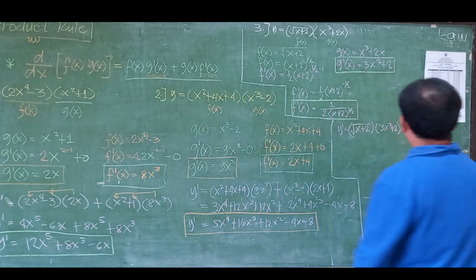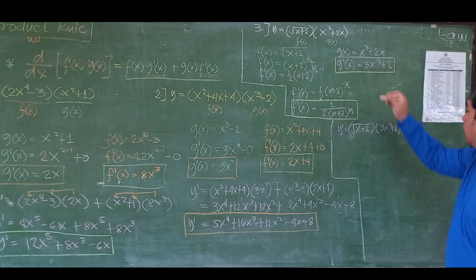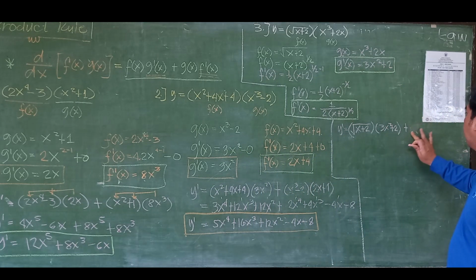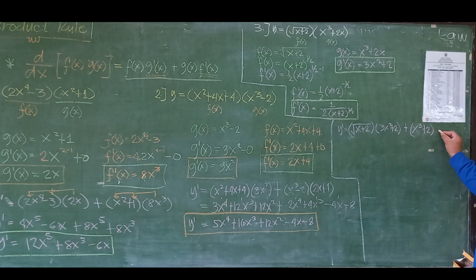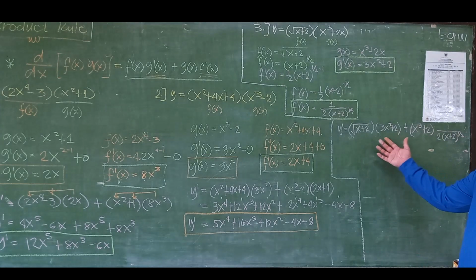So let's try to do it. What is our original g of x? Our g of x is the same as x raised to 3 plus 2x, and of course multiplied by the derivative. What is the derivative? The derivative is 1 over 2 multiplied by x plus 2 raised to 1/2. Now after that, that's the time we're going to multiply them.